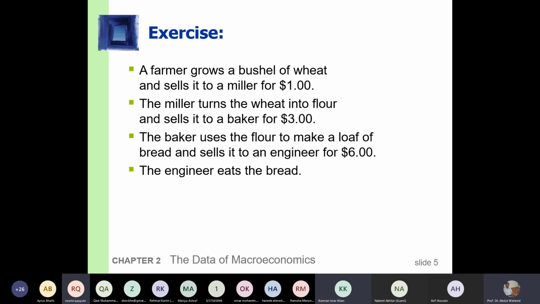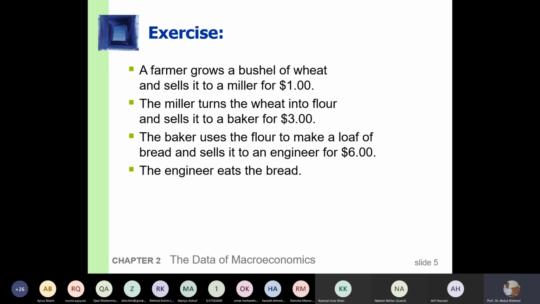What would be the final good? The burger. Yes, the burger. Burger plus sandwich would be the final good. Okay. So this is the way to know which good is an intermediate good and which good is final. That's why whenever we calculate GDP, we have to take only final goods.